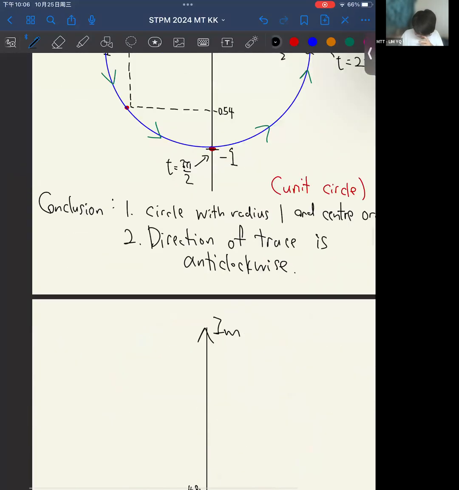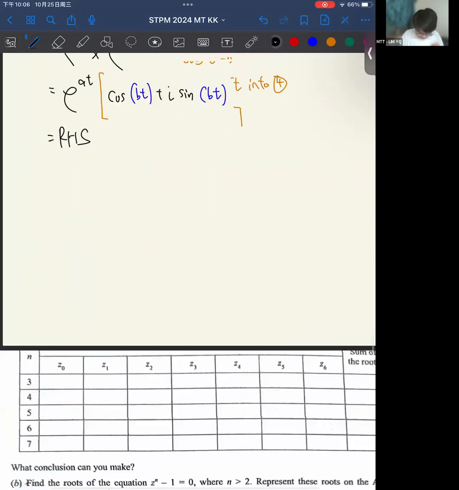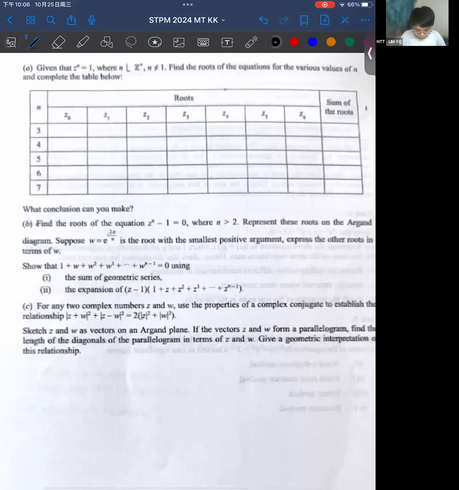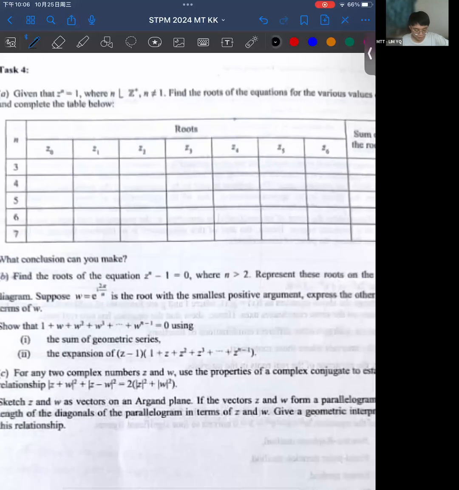Now we discuss the last part. This one, task 4. This one actually is De Moivre's theorem for the roots of 1. So given z to the power n equal to 1, you want to find all the roots. I will do it in a very simple, faster way because the time is already there.